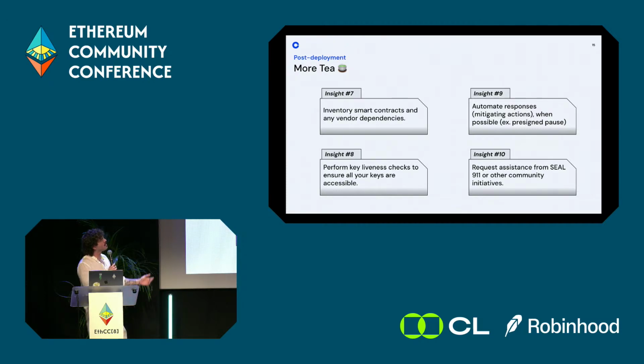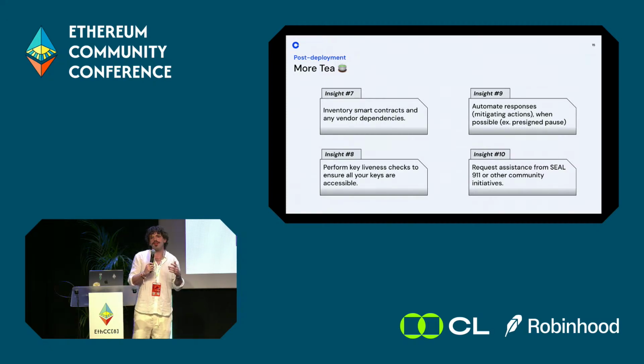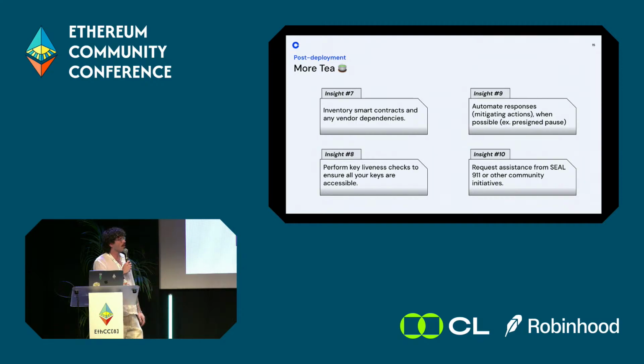This brings us to our next insight: automate responses where possible. If you can do any sort of pre-signed pausing, this will speed up or improve the impact of your mitigations, because once something happens, a lot of the time it happens so fast, they don't even have enough time to get on the computer and actually pause. So if you can set up a pre-signed pause in a secure way, it's highly recommended. It's a lot more impactful.